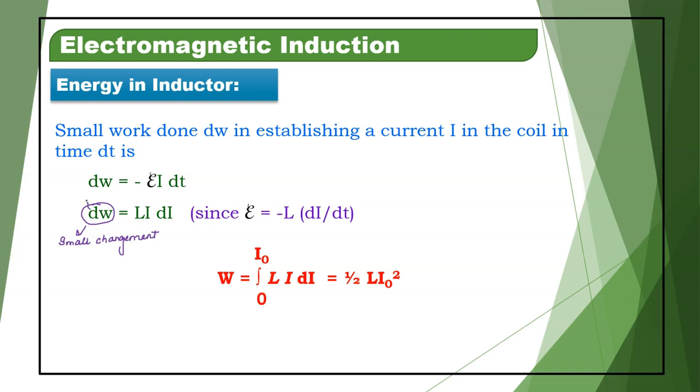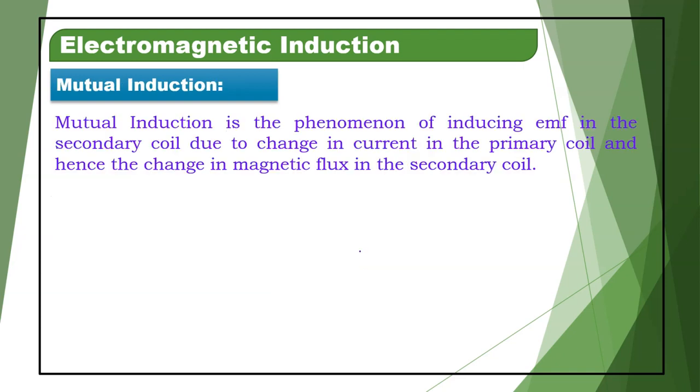So when this differentiation sign is removed, integration comes in naturally. After applying the integration symbol from 0 to I naught, we get the value half L I naught square.